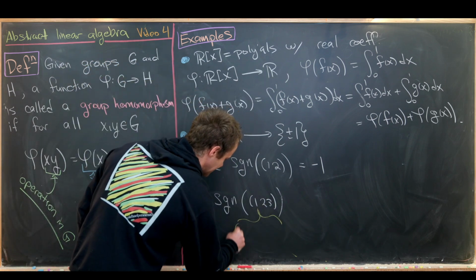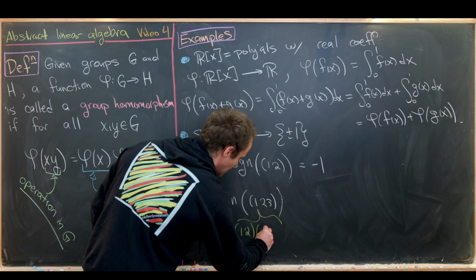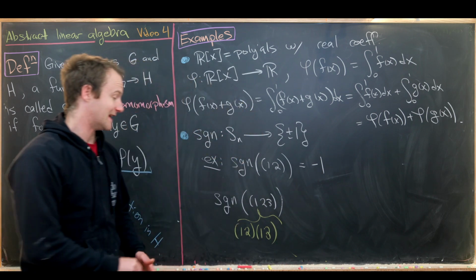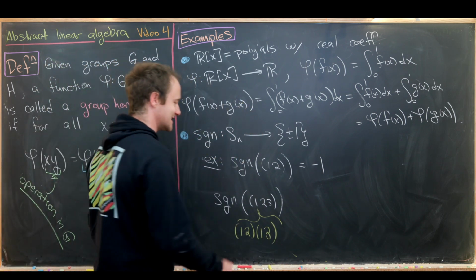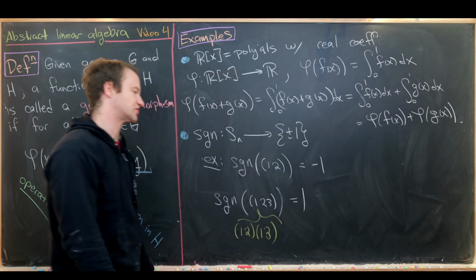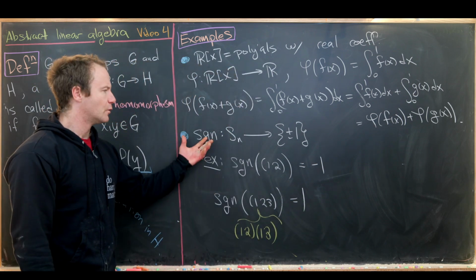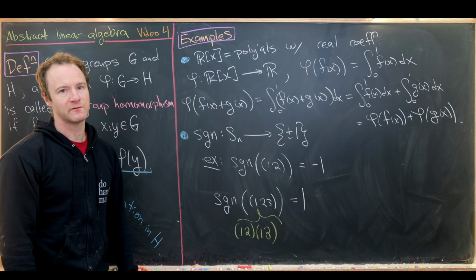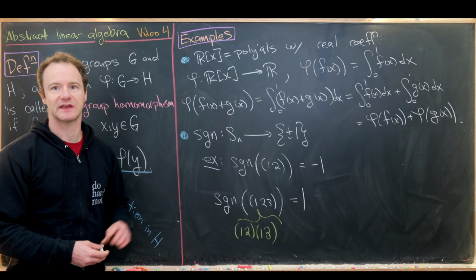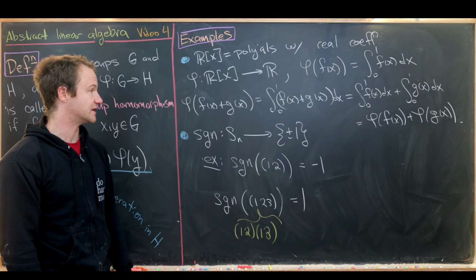And you can check that this is factored as (1 2)(1 3). That's exactly 2 transpositions. That's an even number, which means this is equal to 1. And we won't check that this is a homomorphism. That's actually wrapped up in some of the calculations that we did in previous videos.